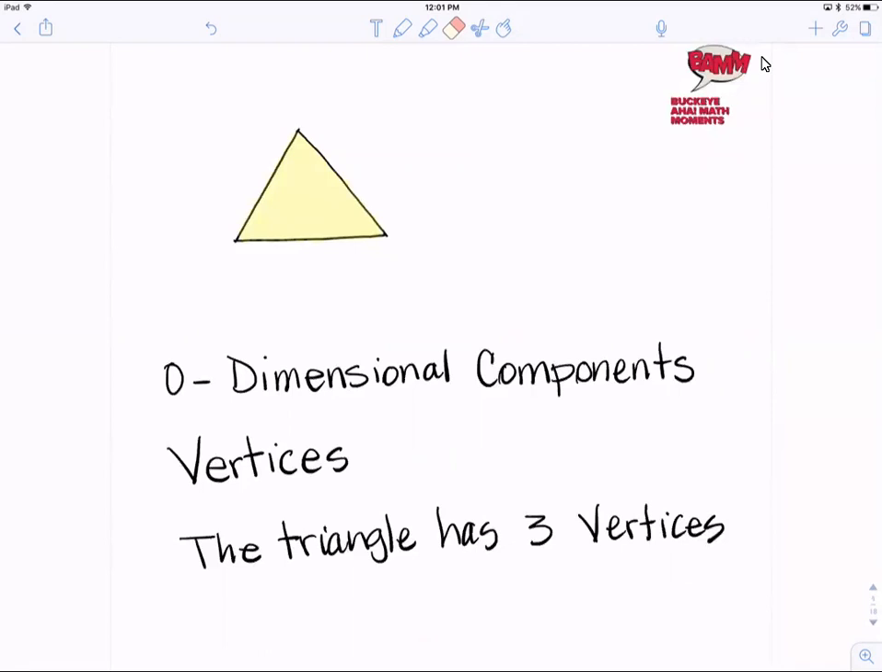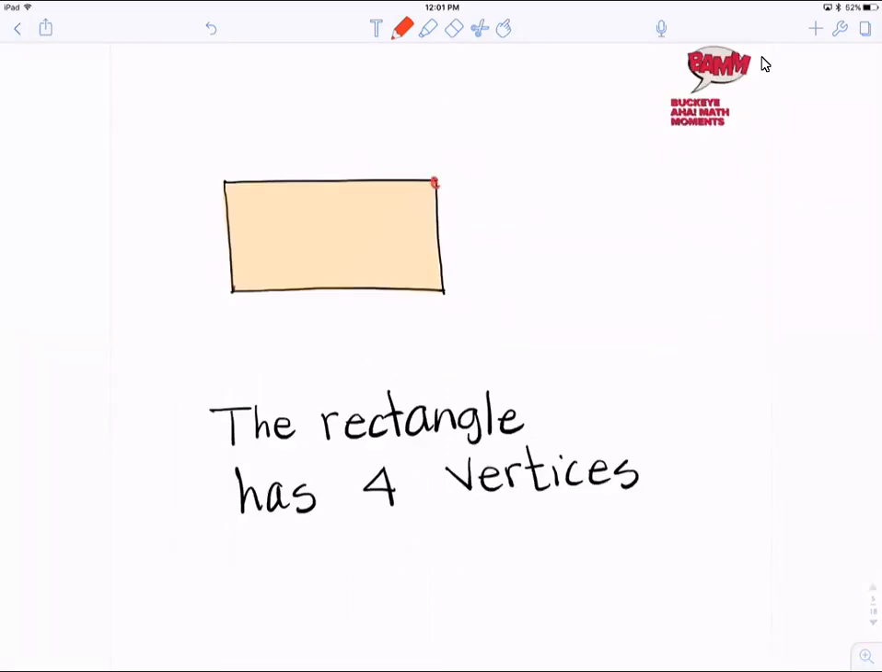The zero-dimensional components, also called vertices, are the points where the lines in a geometric figure meet. In the case of the triangle, there are three zero-dimensional components, that is, three vertices. 1, 2, 3 vertices in the triangle. The rectangle has 4 vertices.